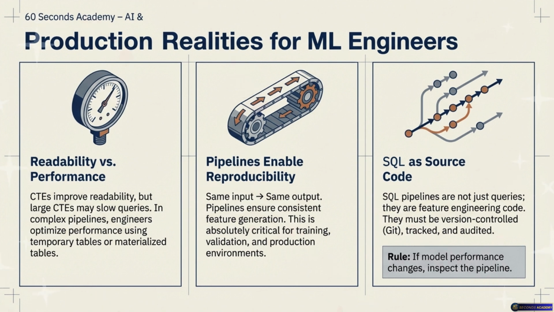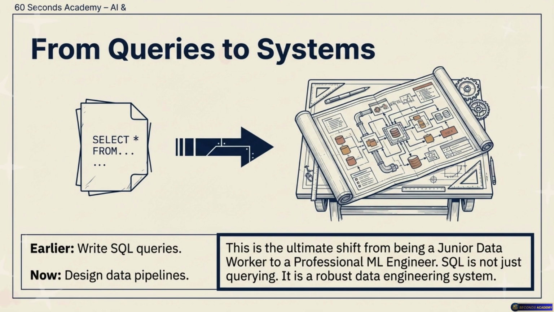Wow. The structured pipeline ensures the logic is locked in, version controlled, and identical across all environments. The pipeline is basically the guarantor of truth for the model. Without a reproducible pipeline, a machine learning model is worse than useless. It's actively misleading.